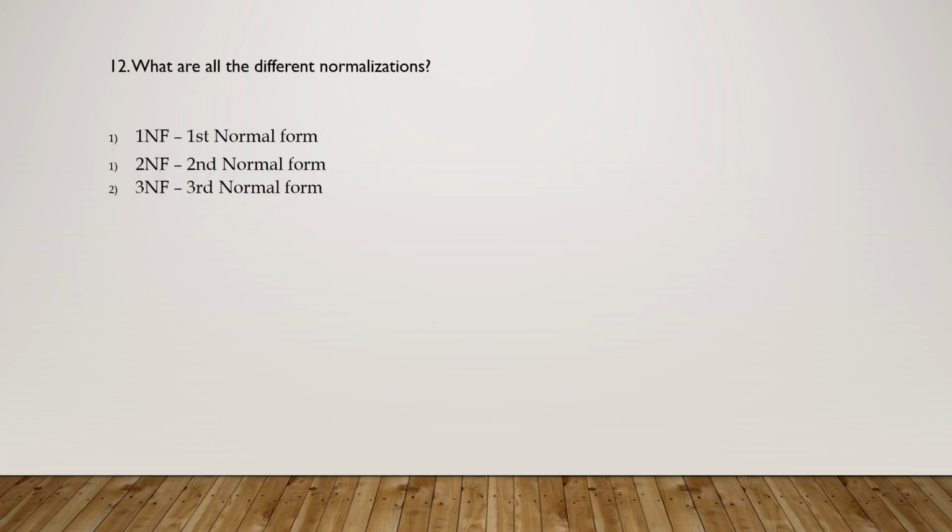What are all the different normalizations? There are three types of normalization: first normal form, second normal form, and third normal form. For detailed information, please do watch my normalization playlist in SQL.